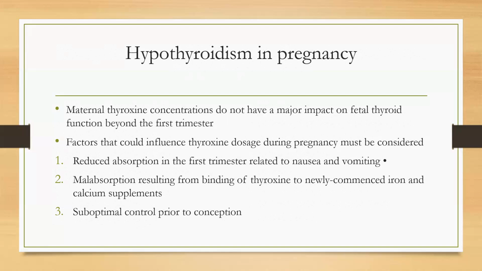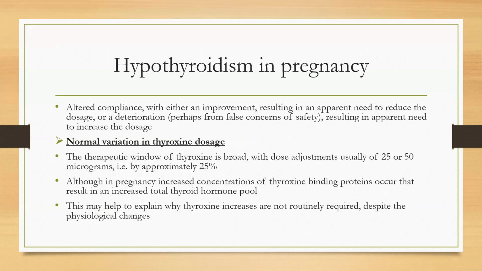So that's why we need to optimize the patient's health before the pregnancy, because in the pregnancy there are also a lot of things going on. So we want to control the things which we can control before the pregnancy. Altered compliance is another issue. Sometimes the symptoms improve in the second and third trimester and patients stop taking medication, or the patient thinks she may be affecting the safety of the fetus, so she stops taking medication. So these are the factors which result in an apparent need to increase the dosage.